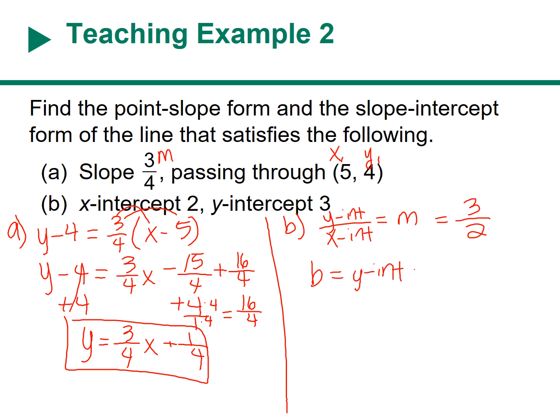And what is my y-intercept? 3. Do I have what I need to make slope-intercept form? Yes, I have everything I need. So y equals 3/2 x plus 3. There would be no point in me having to start with point slope if I have slope and y-intercept. Does that make sense? I got a question.